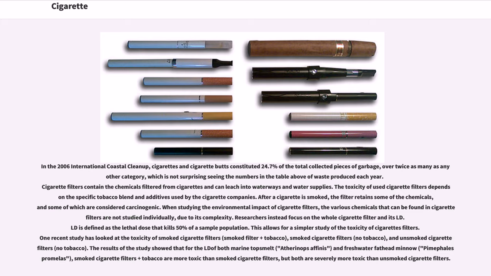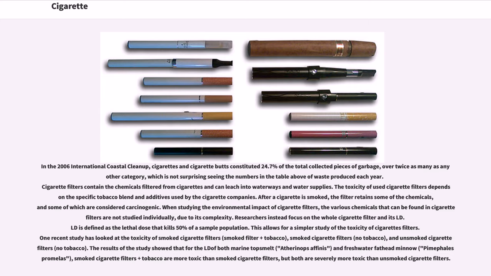One recent study has looked at the toxicity of smoked cigarette filters and unsmoked cigarette filters. The results of the study showed that for the LD, for both marine topsmelt and freshwater fathead minnow, smoked cigarette filters plus tobacco are more toxic than smoked cigarette filters, but both are severely more toxic than unsmoked cigarette filters.